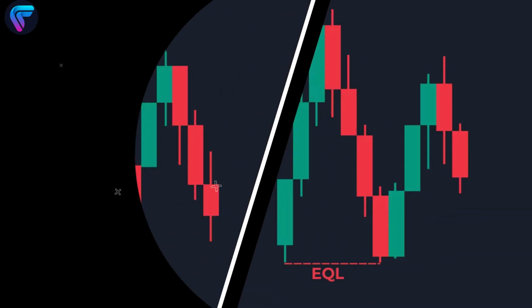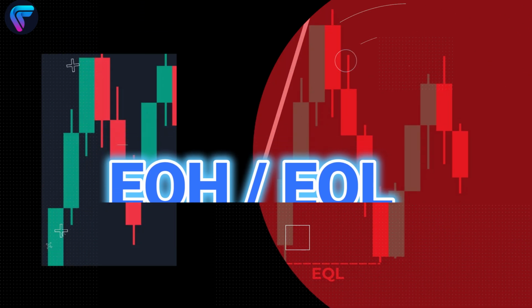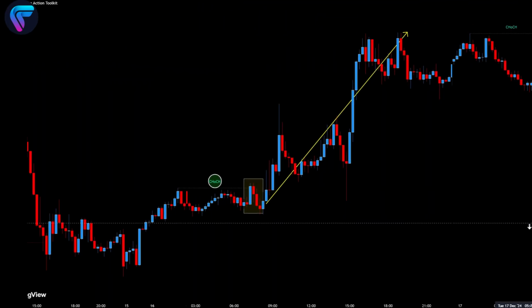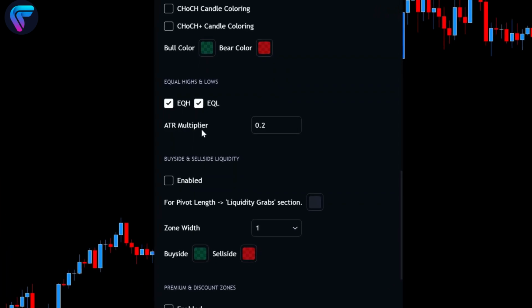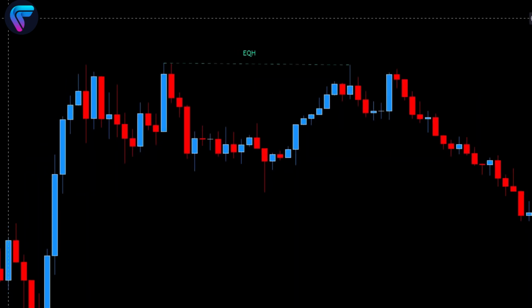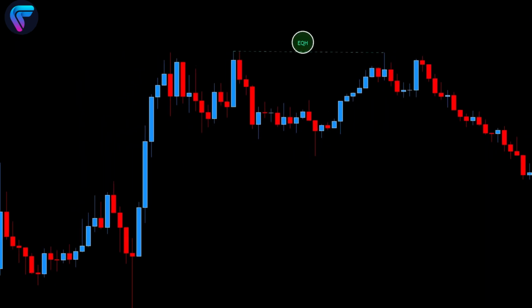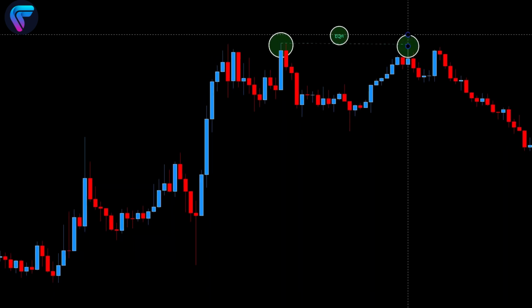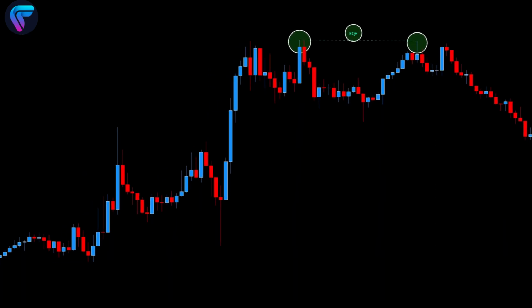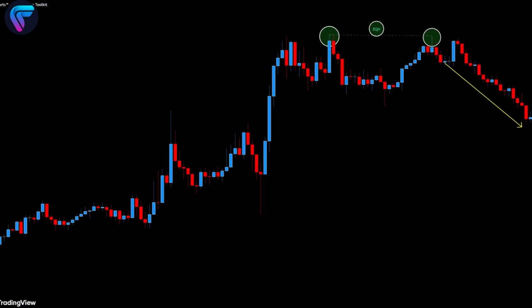Now let's discuss equal highs and equal lows, abbreviated as EQHs and EQLs. These patterns are easy to identify on a chart and can offer insights into possible price movements. Picture the price moving upward and reaching a peak known as a swing high. Subsequently, it retreats slightly before returning to the same peak level, but it cannot break through. It gets rejected at that point. These two peaks, occurring at approximately the same height, are referred to as equal highs.